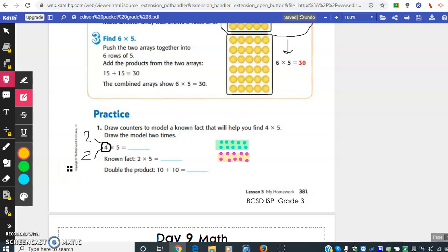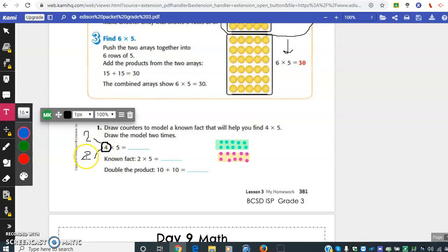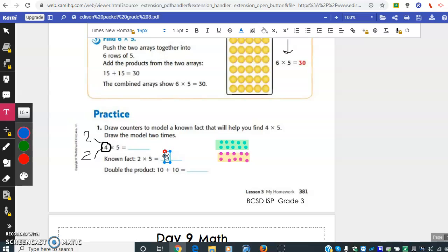So it helps for solving problems that you may not know the answer to, even though we knew the answer to this one. There are times when we don't know the answer, and this is one of those strategies that you can use. We know that 4 can be broken down into 2 and 2. 2 times 5 is 10. And then you just double it. 10 and another 10 make 20.